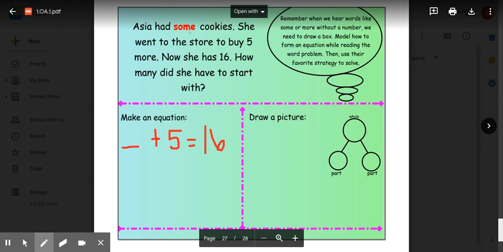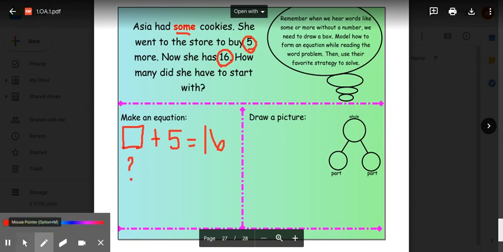Asia had some cookies. I don't know how many, so that part is unknown. She went to the store to buy 5 more. I know I'm adding because she's buying more, which means my number is getting bigger. Now she has 16. How many did she have to start with? Now I want you to draw a picture to solve your equation.